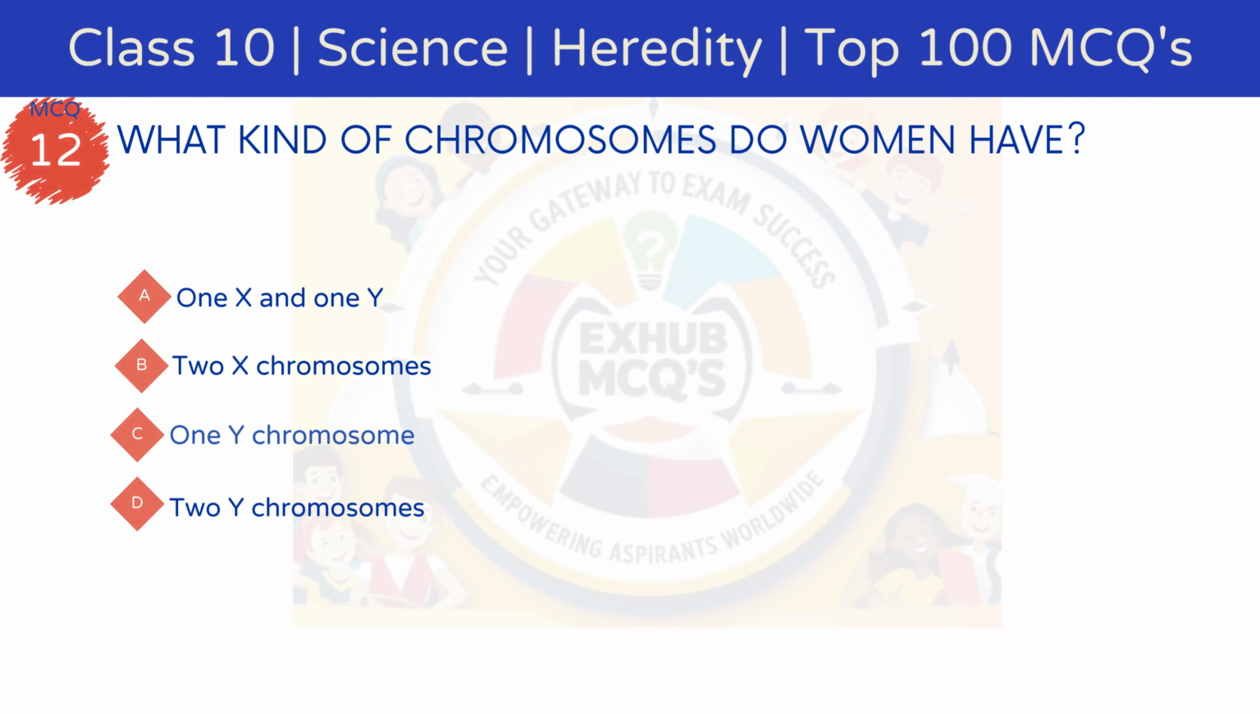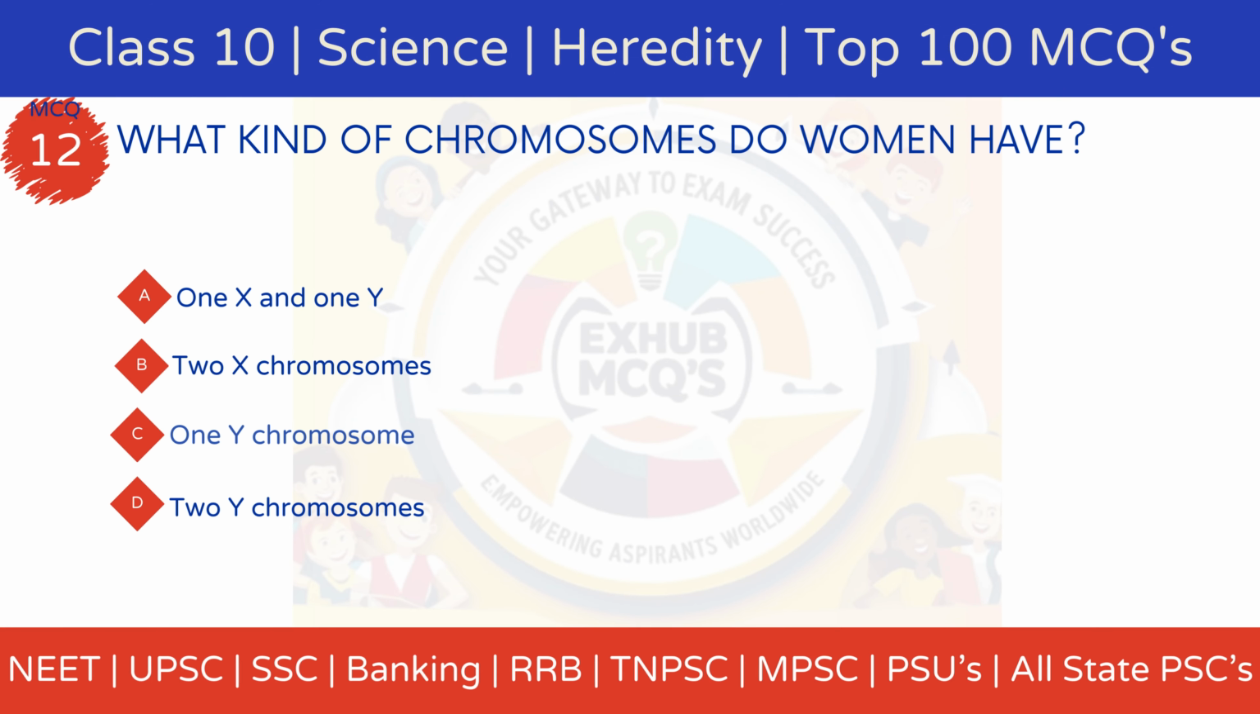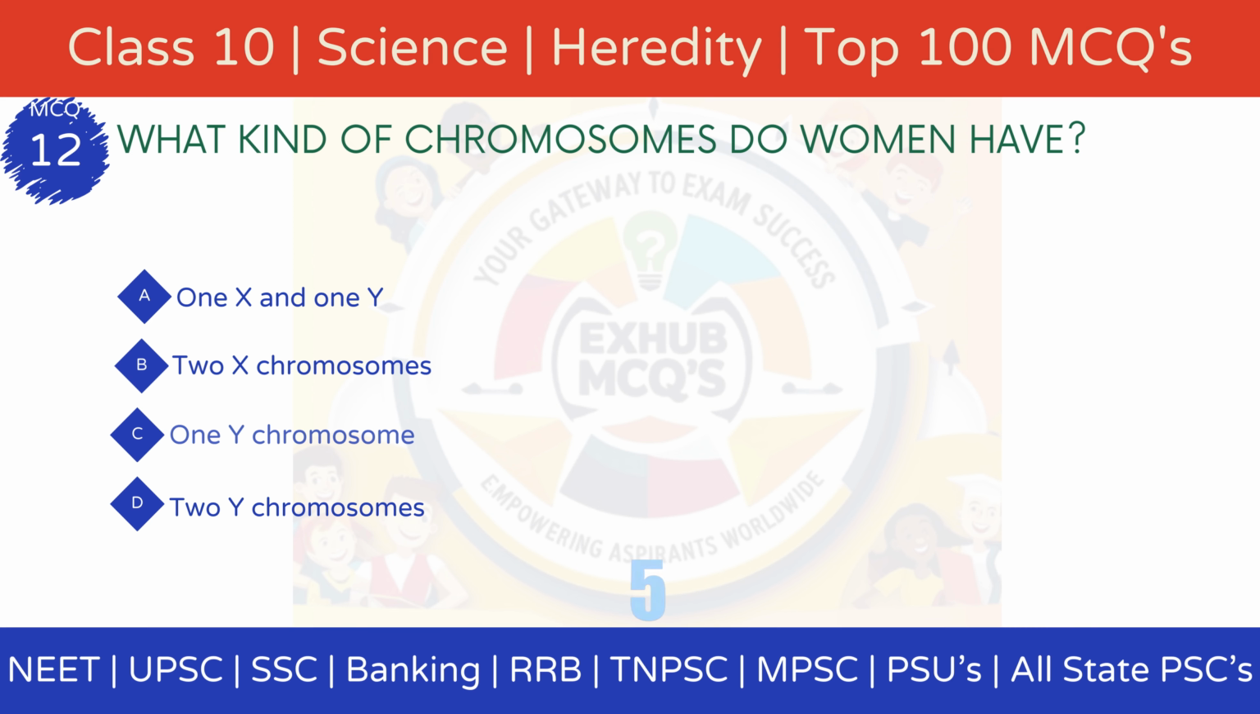MCQ 12. What kind of chromosomes do women have? Option A, 1X and 1Y. Option B, 2X chromosomes. Option C, 1Y chromosome. Option D, 2Y chromosomes.